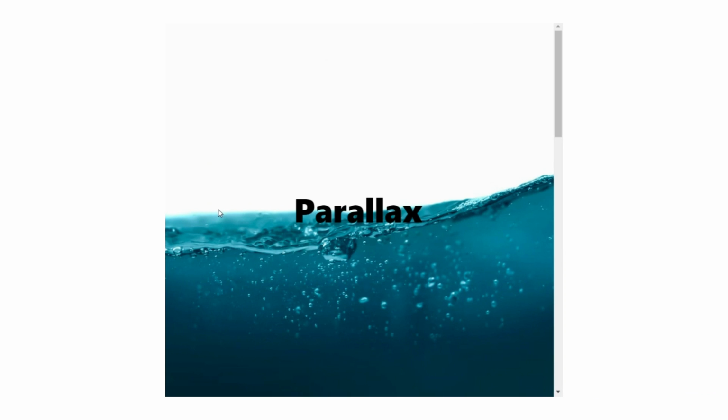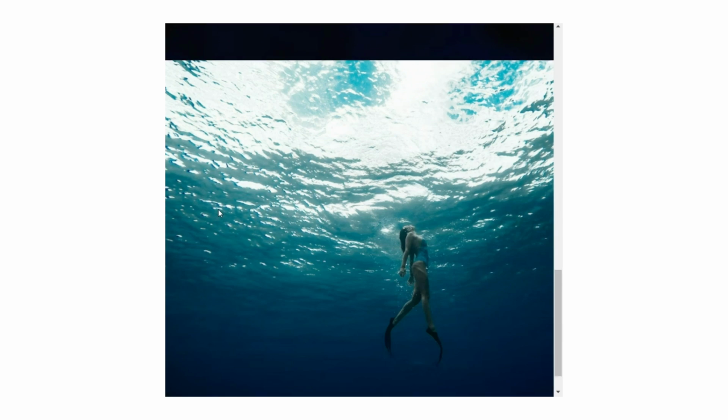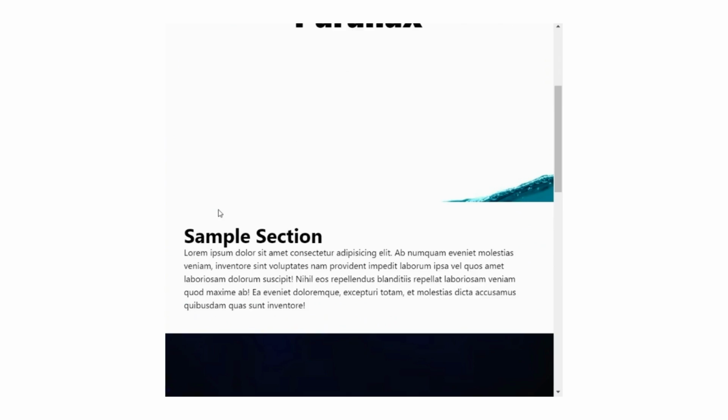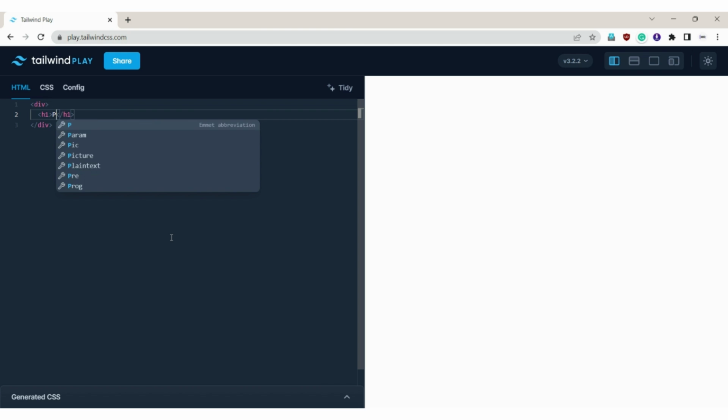In this video, we'll create a parallax effect using HTML and Tailwind CSS. I'm going to code on play.tailwindcss.com. Let's create our first section using a div tag. I'll add an h2 tag. And let's write parallax inside it.